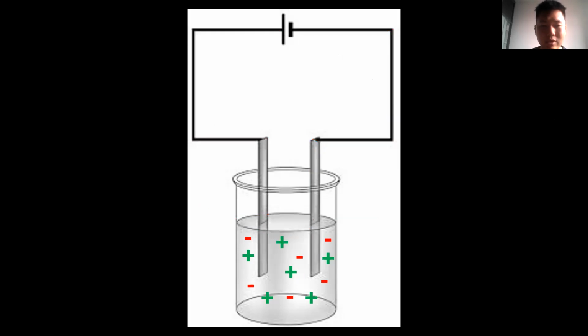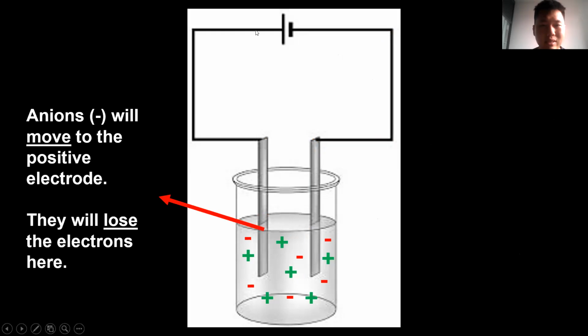Okay. So what will happen when the circuit is closed? What will happen during electrolysis? We know that the longer end is the positive terminal, and the shorter end is the negative terminal. So if we extend out, this will be the positive electrode, and this will be the negative electrode. And what happens is that the anions, meaning the negative ions, will be attracted to the positive electrode.